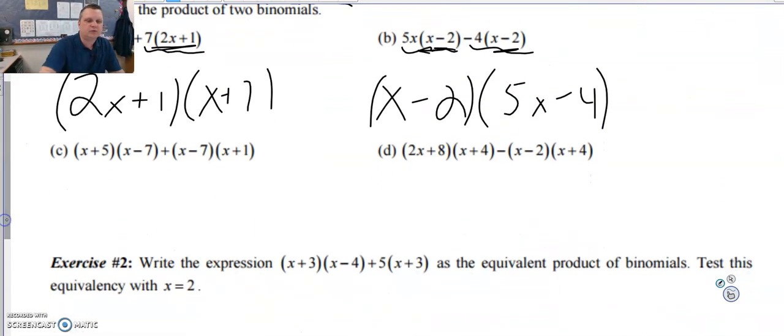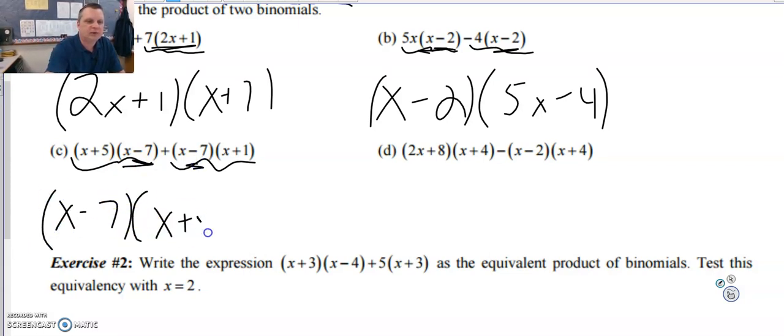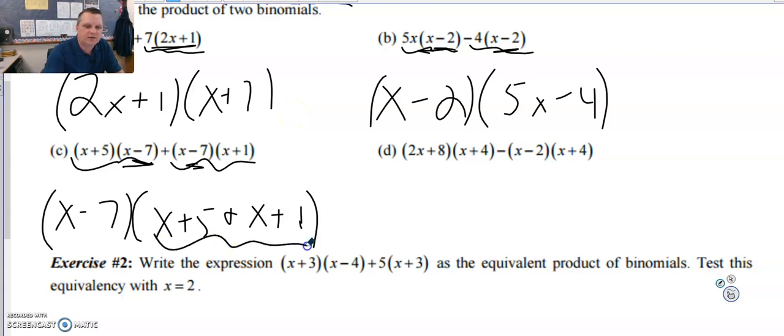And then in the next two, a little more complicated because you have two sets of binomials, but you still take out what's in common. So we take out an x minus 7, and then you're left with an x plus 5 plus x plus 1. So this is where it gets slightly confusing because now you would have to combine those and make this a 2x plus 6. And then that would be your second binomial. So if you're able to combine once you factor, then you want to make sure that you do that.